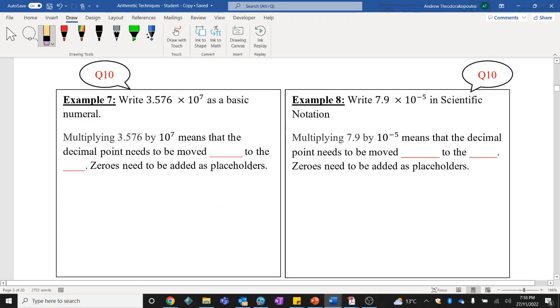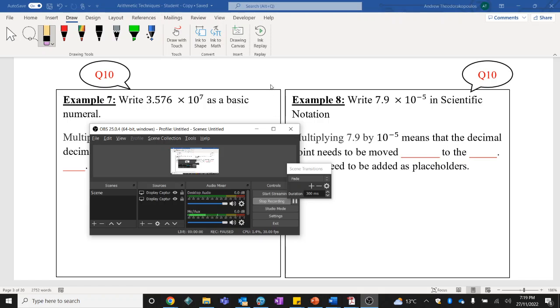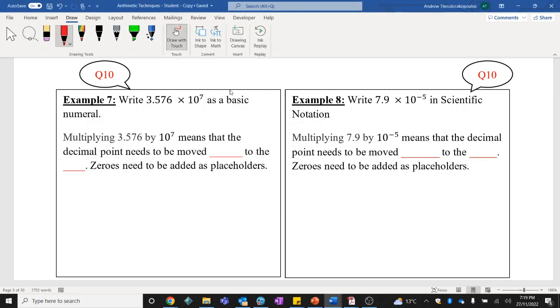Now we're going to learn how to do the opposite. So how do we go from scientific notation to a basic numeral? So how do we do that? Basically, this thing here is the same as saying 3.576 times 10 to the power of 7, which means that the decimal point needs to be moved 7 places. So that positive 7 up there means that the decimal place needs to be moved 7 places.